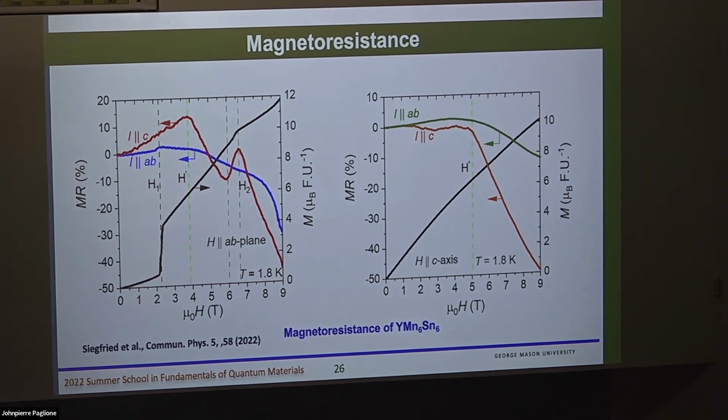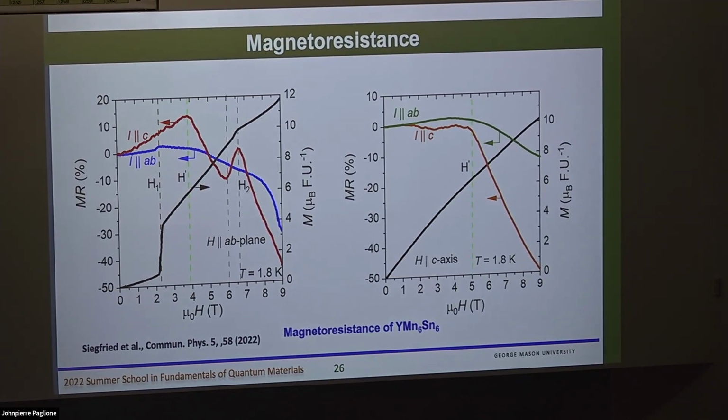Now you measure the resistance with current along the c axis. Where there is a huge drop in magnetization, there is negligible change in the resistance. But then there is a big change here where there is no change in magnetization of the system. And when you change the direction of the current, but keep the same field direction, then this feature is there but much muted, and then this feature is gone.